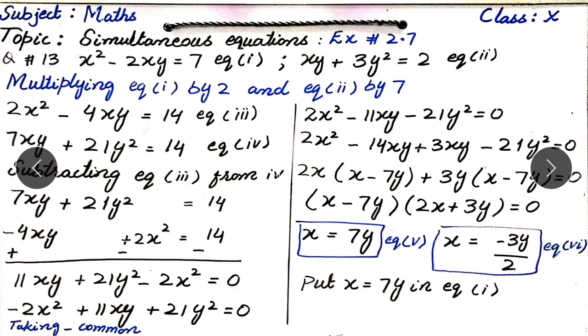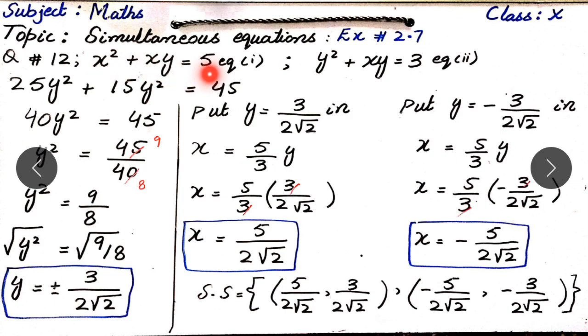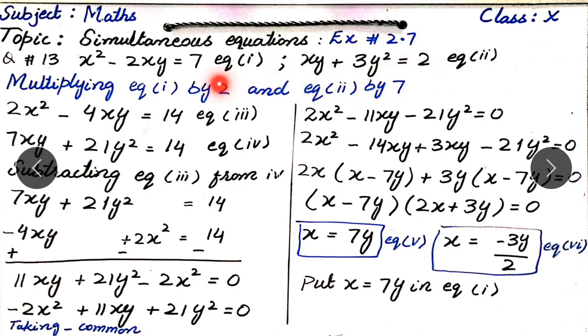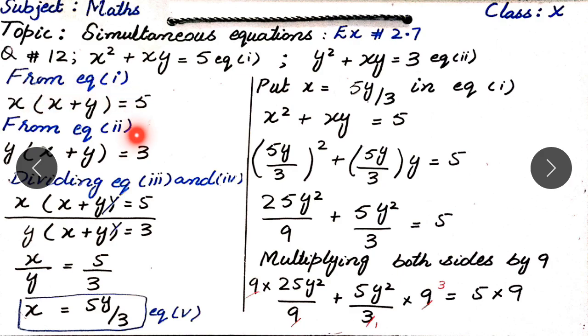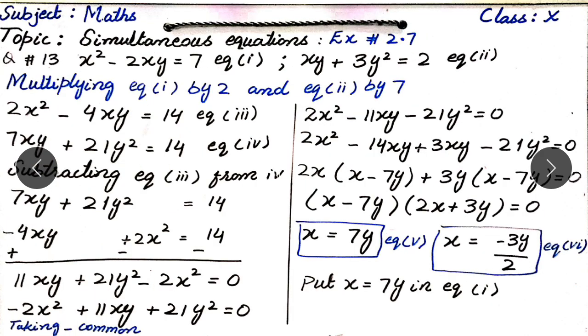Now let's go with question number 13, which is the last question. Here you can see that x square minus 2xy is equal to 7, and xy plus 3y square is equal to 2. Different from the previous questions, here you can take common, but if you just take common, you will not get the same terms here for division. So here you will get stuck.